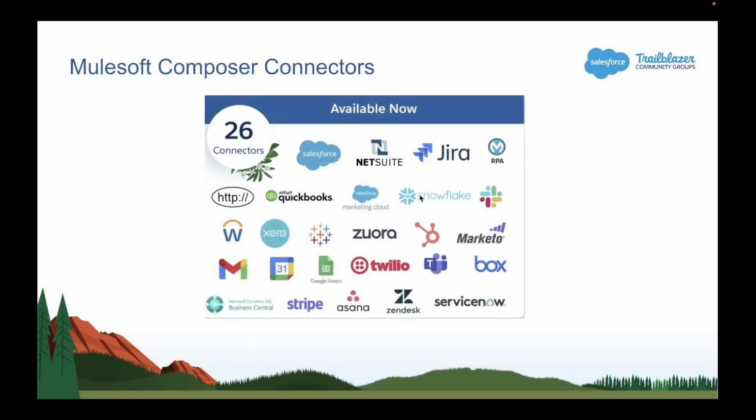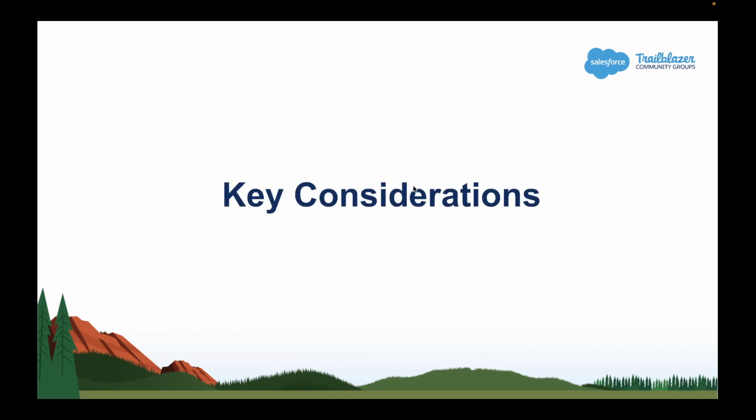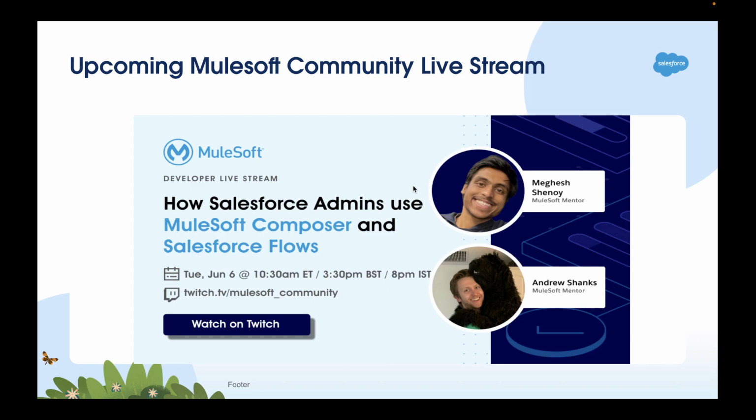For MuleSoft Composer, there are currently 26 connectors available, and I fear this image is a bit old, and new connectors are being added, I think monthly or quarterly. As MuleSoft goes on adding, they just make the information available, so you won't necessarily come to know about it. There are also certain key considerations in Composer which you are highlighting, right? It is not meant for bulk data processing.